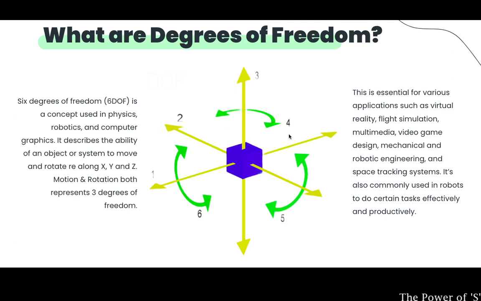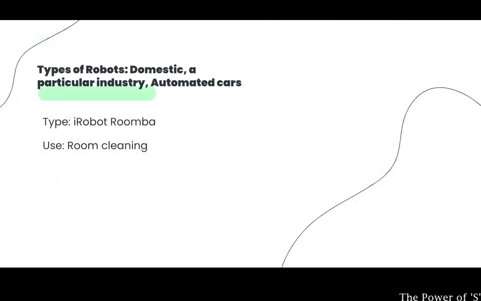Why is this essential, you might ask? Because most of these things are coded or developed on computers, right? So for us to be able to control its actions and make it as realistic as possible, we need these degrees of freedom. This is essential for various applications such as virtual reality, flight simulation, video games, multimedia, design, mechanical robotic engineering, space tracking systems, and so on. It just makes it more efficient, productive, and smart because you can see the 3D view right there.